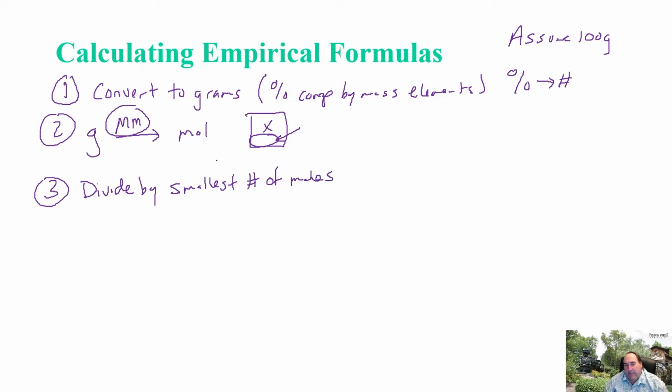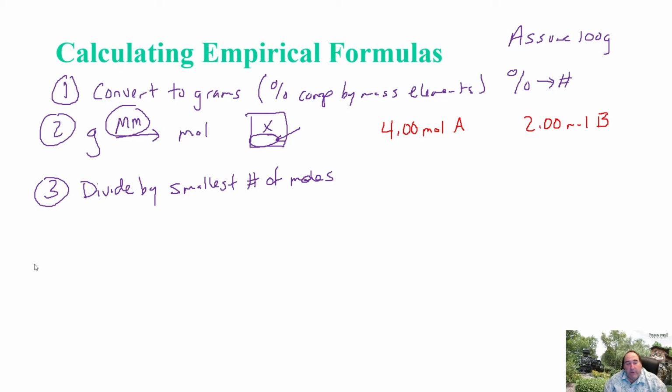So what does that mean? I'm just going to do a really basic example here to illustrate what we're talking about. Let's say we did step number 2 here, and let's say we had a compound that was made up of A and B. After step number 2, we calculated that we had 4 moles of A, and we had 2 moles of B. That would be after we take the grams and convert them to moles.